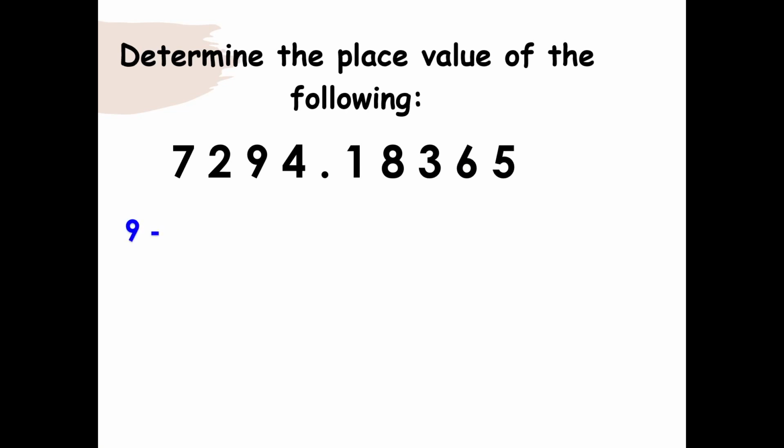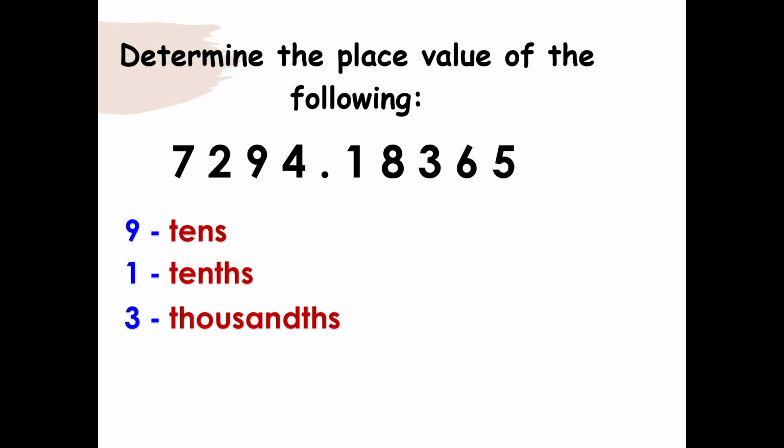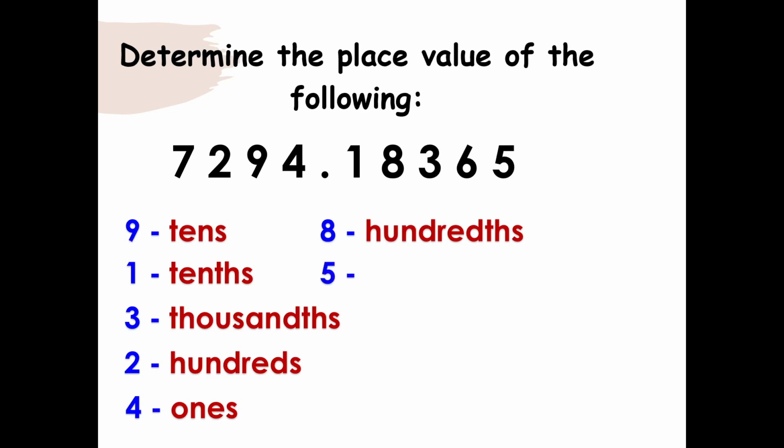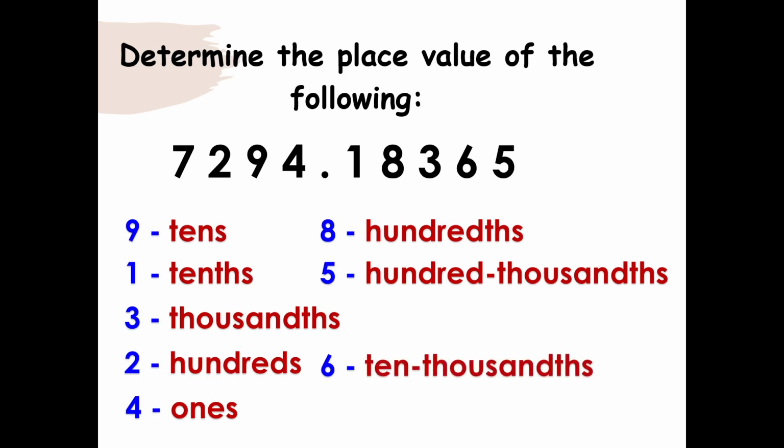What is the place value of the number 9? Tens. Very good. What about the number 1? Tenths. That's correct. What about the number 3? Thousandths. That's totally right. What about the number 2? Hundredths. The number 4? Ones. That's correct. The number 8? Hundred-thousandths? The number 5? Hundred-thousandths, with the hyphen. What about the number 6? Ten-thousandths. There you go. So the place value is clear.